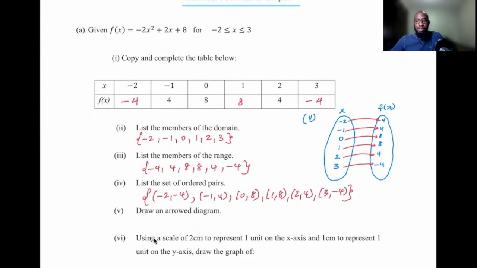Part 6 says, using a scale, so we deal with a scale. Using a scale of 2 centimeters to represent 1 unit on the x-axis and 1 centimeter to represent 1 unit on the y-axis. So let's deal with that.